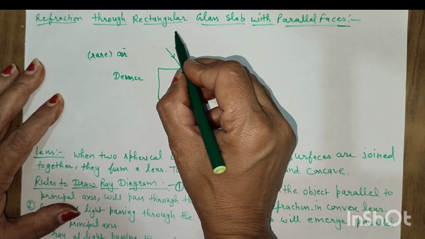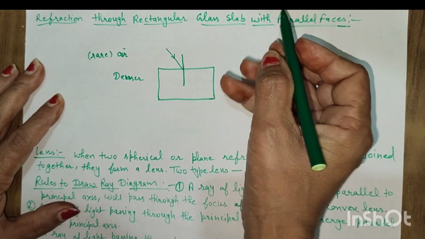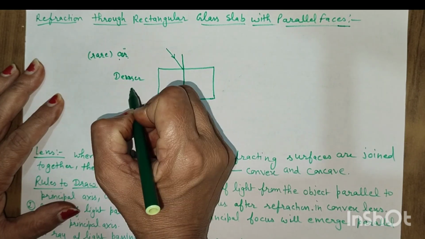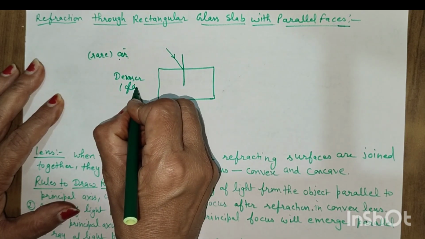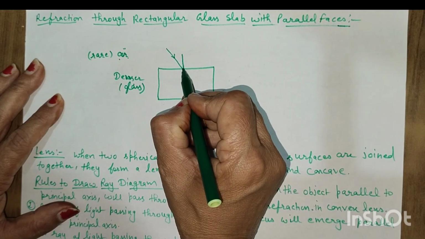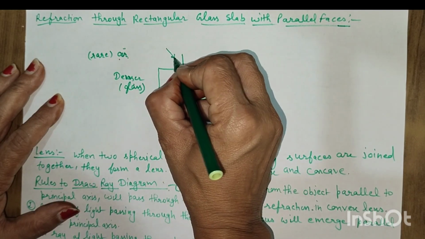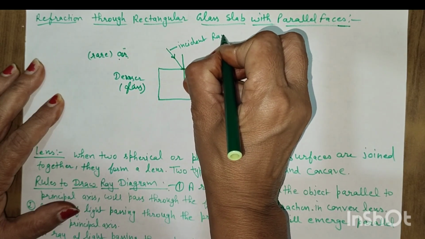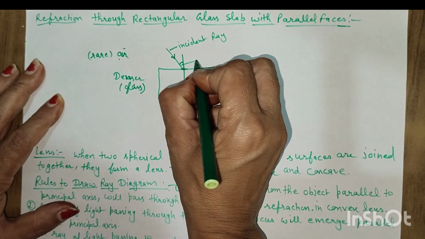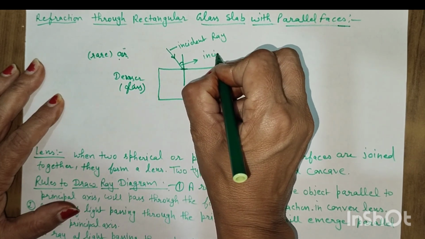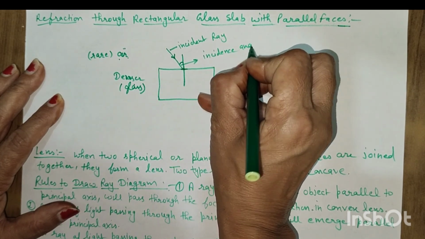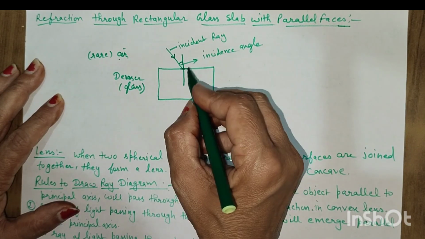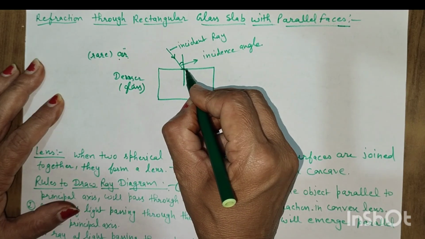Now, refraction through a rectangular glass slab with parallel faces. This is the glass slab, and this is the rare medium or air. This is the denser medium or glass. When a ray falls on the slab surface, this is called the incident ray. The angle between the normal and the incident ray is called the angle of incidence.